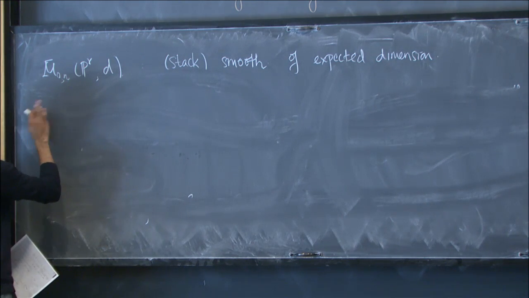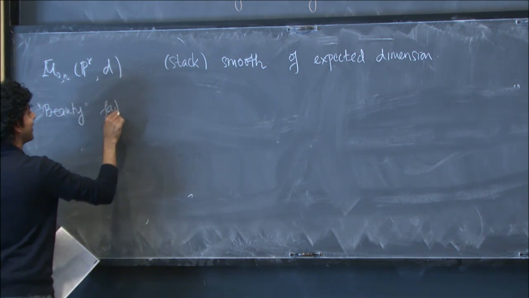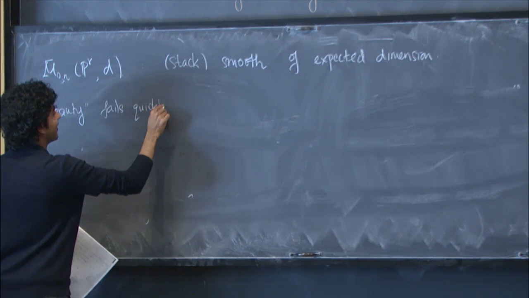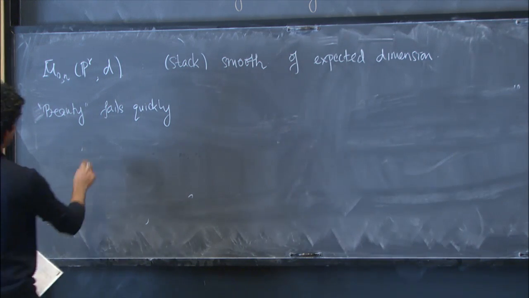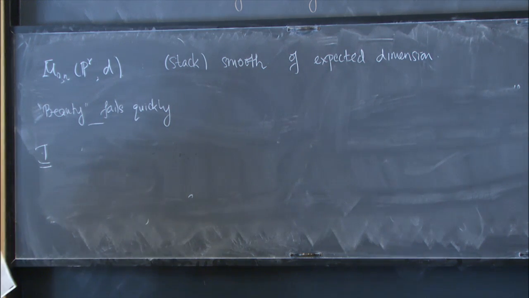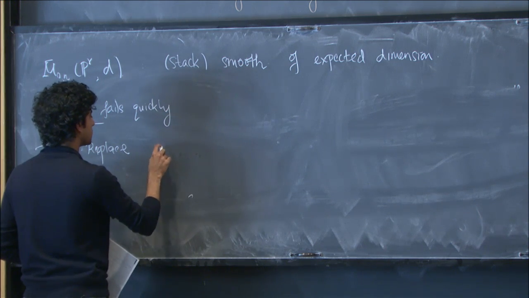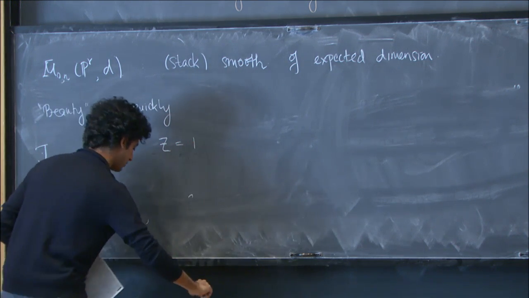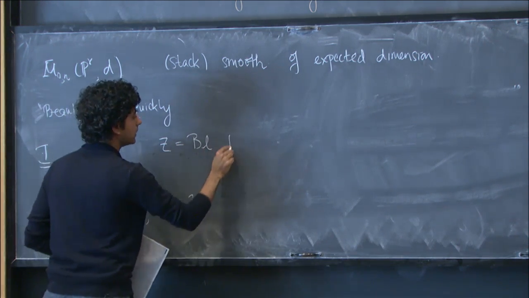So maybe the beauty fails quickly. It doesn't age well in genus, maybe. OK, so I want to focus on two pathologies. So let's do something that hopefully seems innocuous. Let's work with a two-dimensional target. Let's just blow up P^2 at a single point.